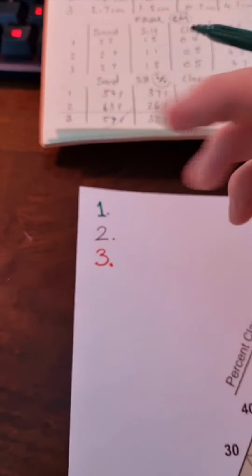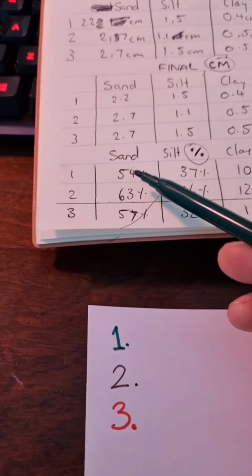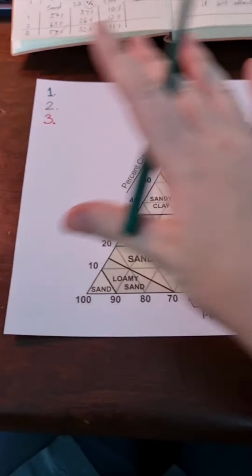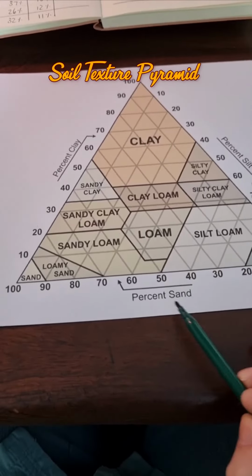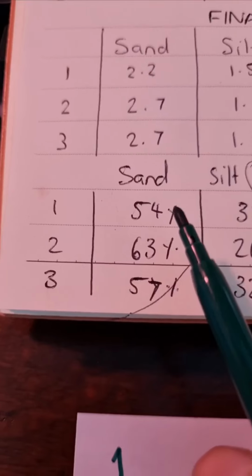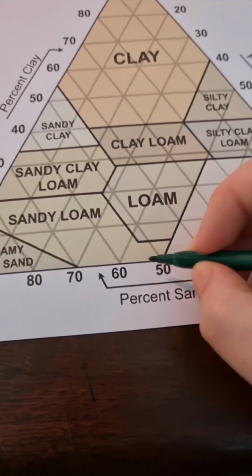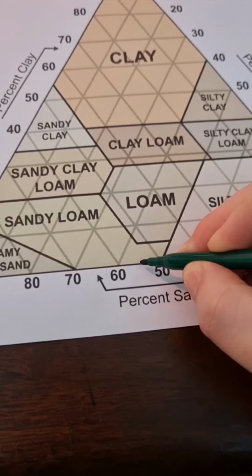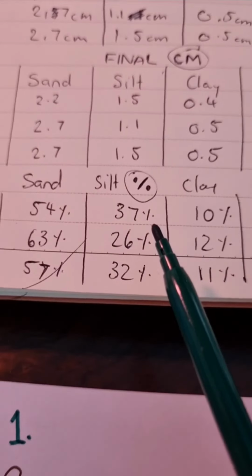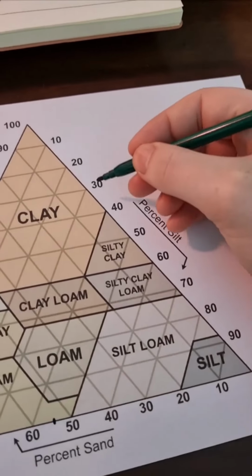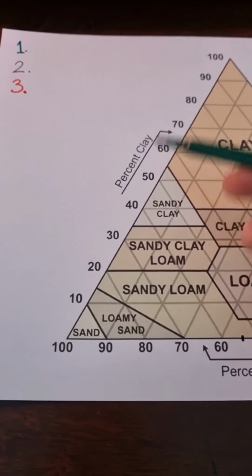Now we're going to grab a pen that correlates to one of our tests, and we're going to record our percentages onto the soil texture pyramid. Sand is 54%, so I need to make a mark along the sand side. Repeat the same for silt and for clay.